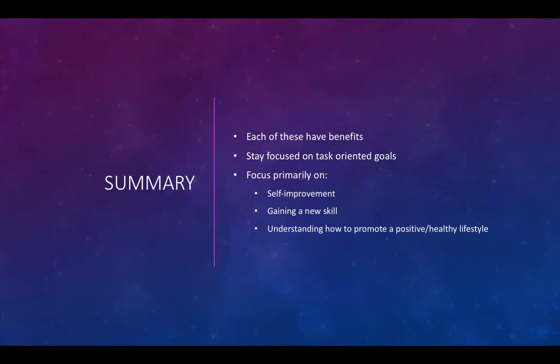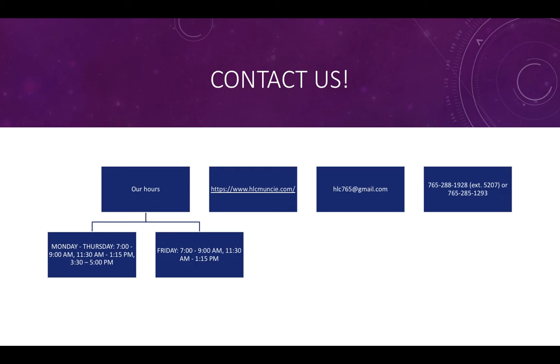So in summary, each of these have their benefits like we just discussed, but we want to stay focused on task-oriented goals. We want to focus primarily on self-improvement. These can be little goals set over time where you are seeing yourself improve. So if you want to practice mindfulness 1 to 2 days out of the week, that would be self-improvement based. You want to focus on gaining a new skill and understanding how to promote a positive, healthy lifestyle. So let's try and focus on the task-oriented goals when creating our goals and then using our principles from what we reviewed.